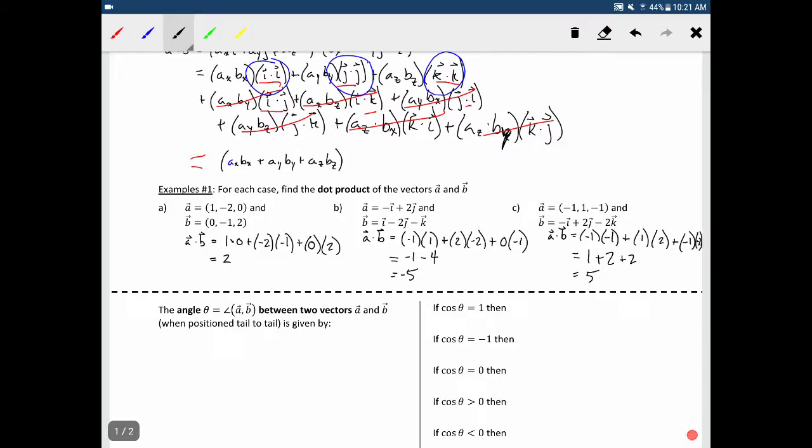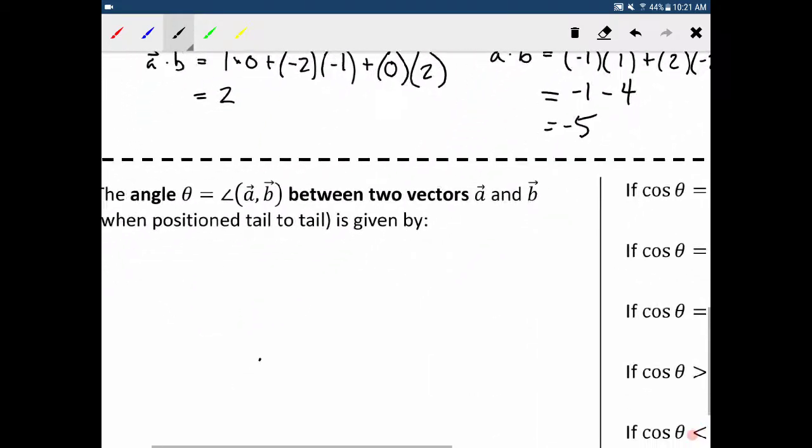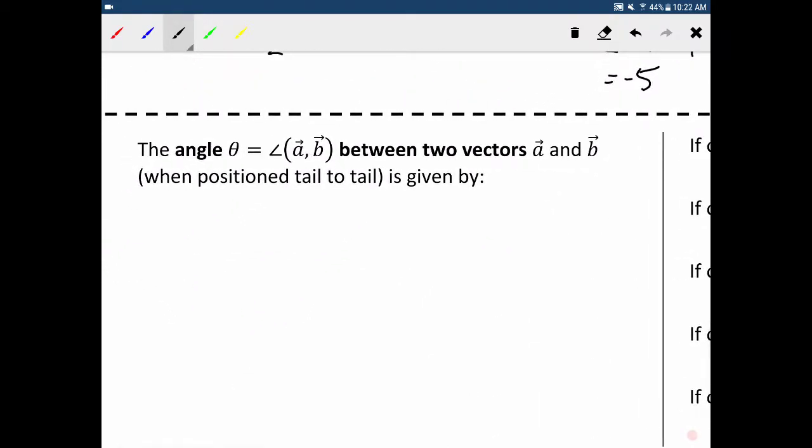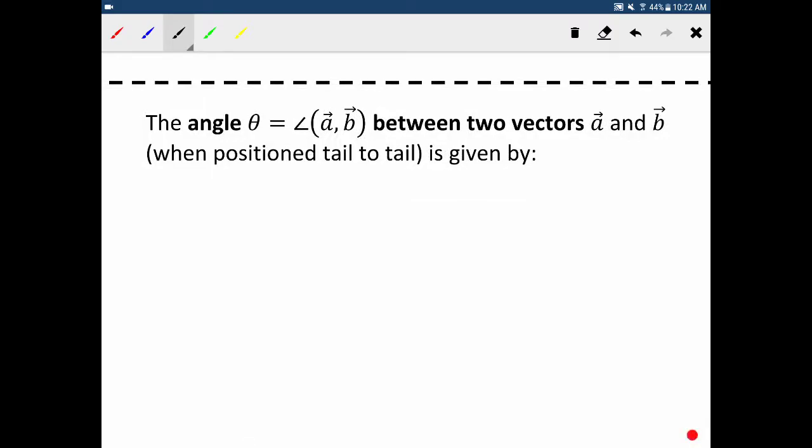So, if we want to find the angle here, okay, then what I'm going to do is I'm going to take the version we did yesterday and the version we did today, and I'm just going to combine them. And what I'm going to do is I'm going to come up with this equation here where it's just cos theta.